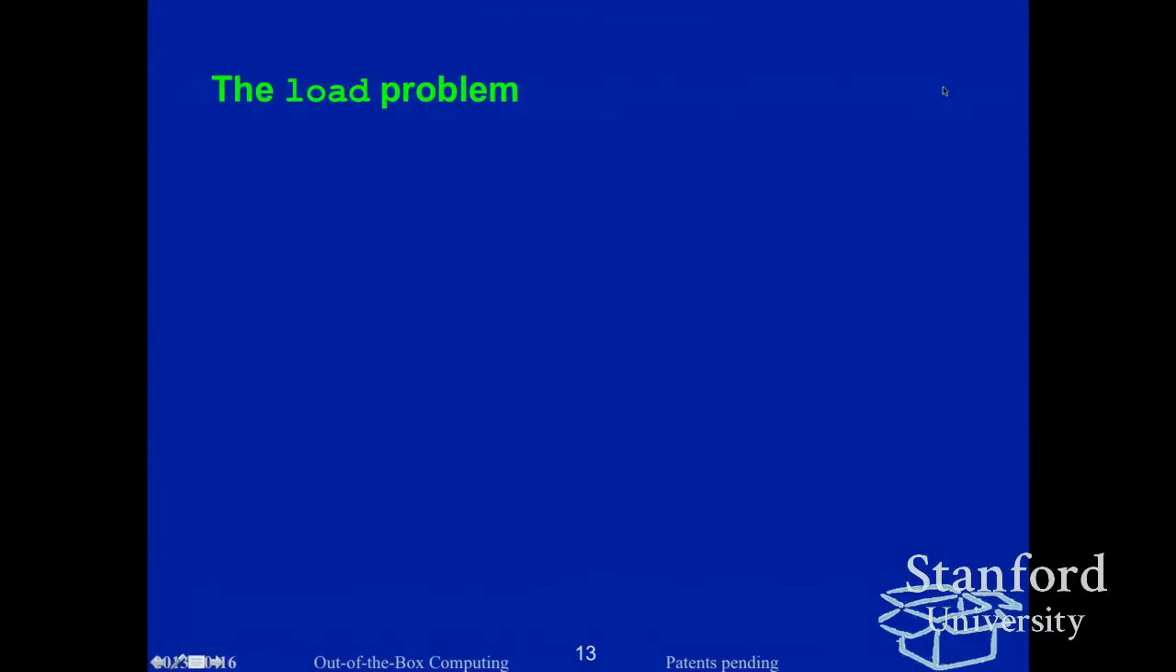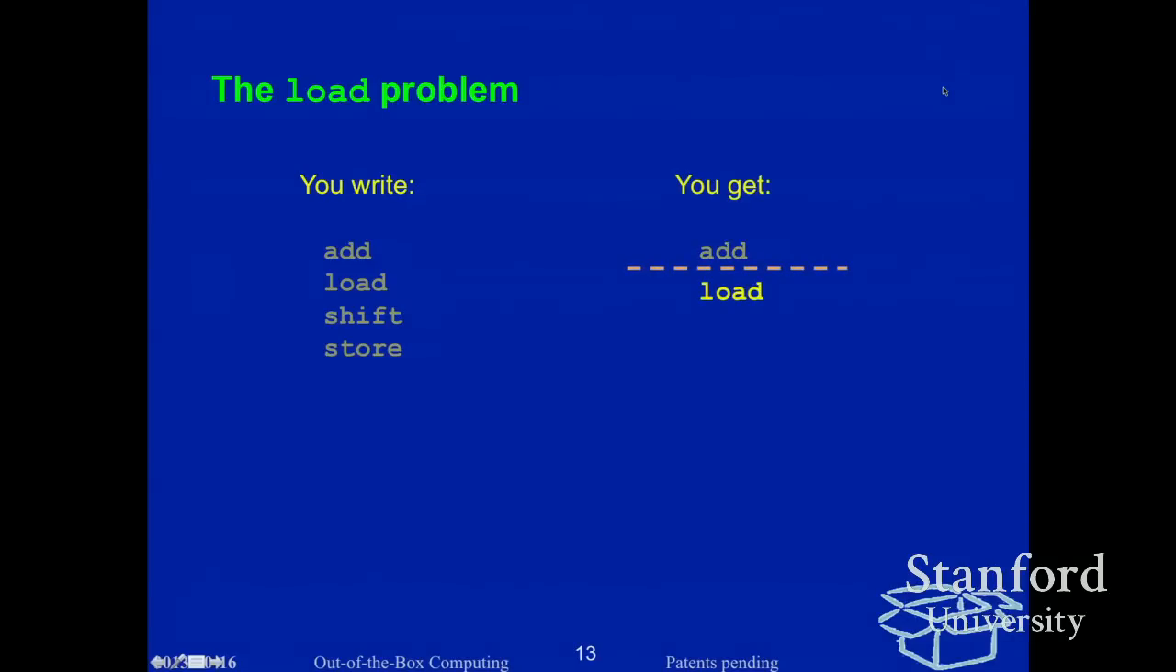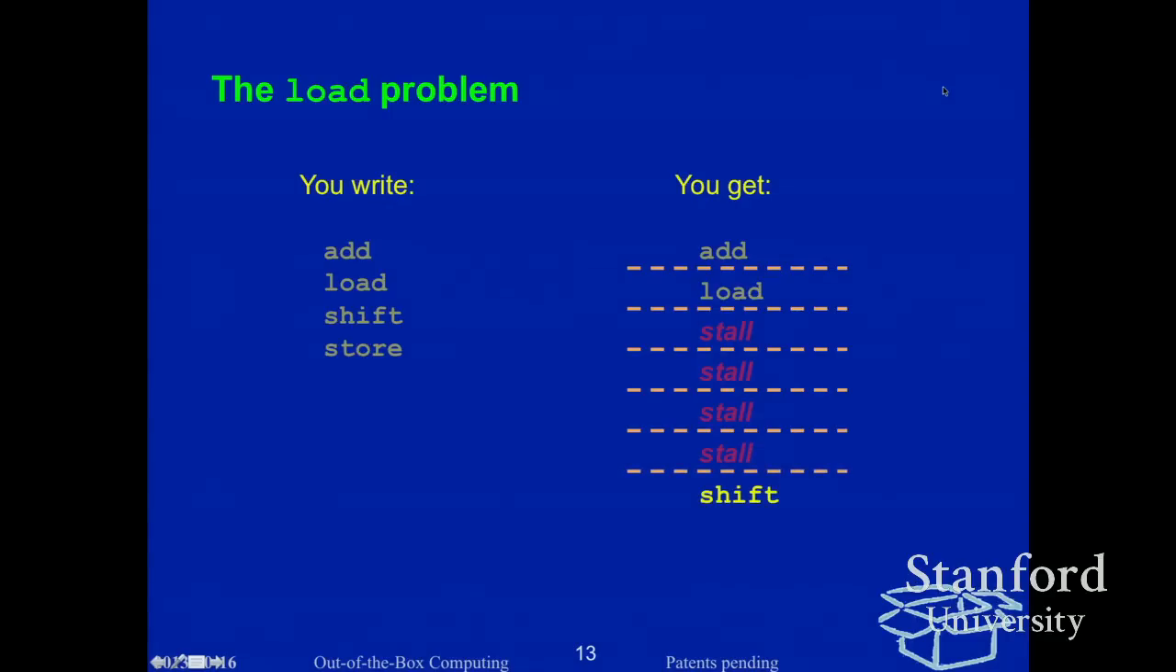This is the load problem. When you write, for example, an add, and then a load, and then a shift, and then a store, that's your logical program. That's the order you want things to happen because these operations need the results of the operations in front of them. But what you actually get is an add, a load, a stall, a stall, a stall, another stall. And finally, the value came back and you can do the shift and the store and so forth.